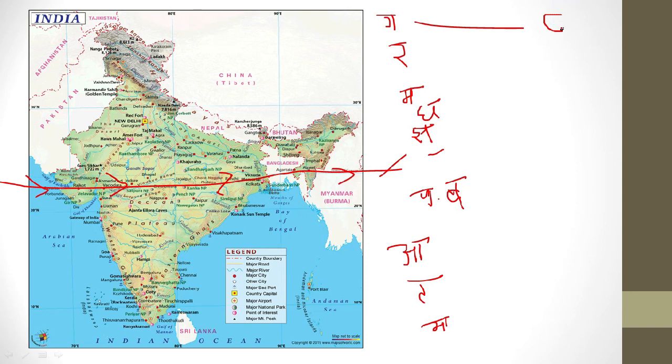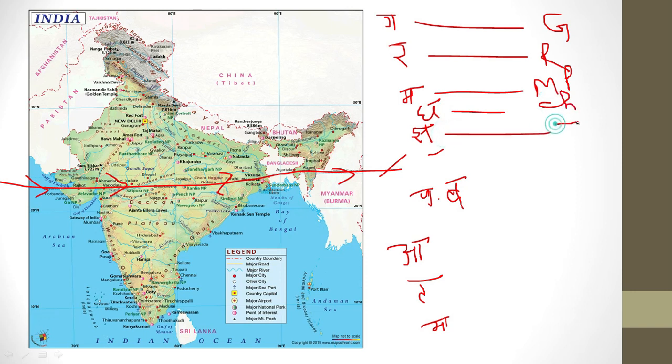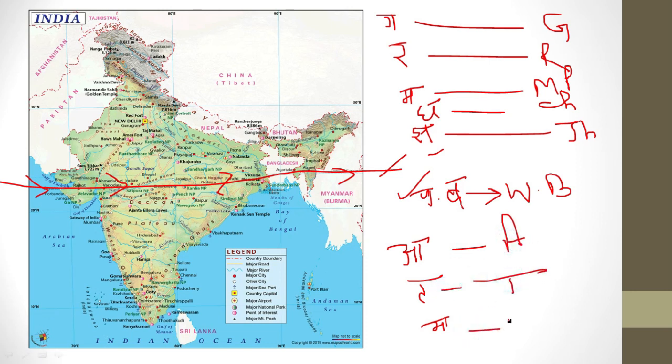Now Ga will be for G and this is Gujarat. Ra will be for R, this is Rajasthan. Ma will be for Madhya Pradesh, this is MP. Cha will be for Chhattisgarh. Jha will be for Jharkhand. Paba, as we call West Bengal in Hindi, Paschim Bengal. So this is for West Bengal. A for Assam. Ta for Tripura. And Ma for Mizoram.